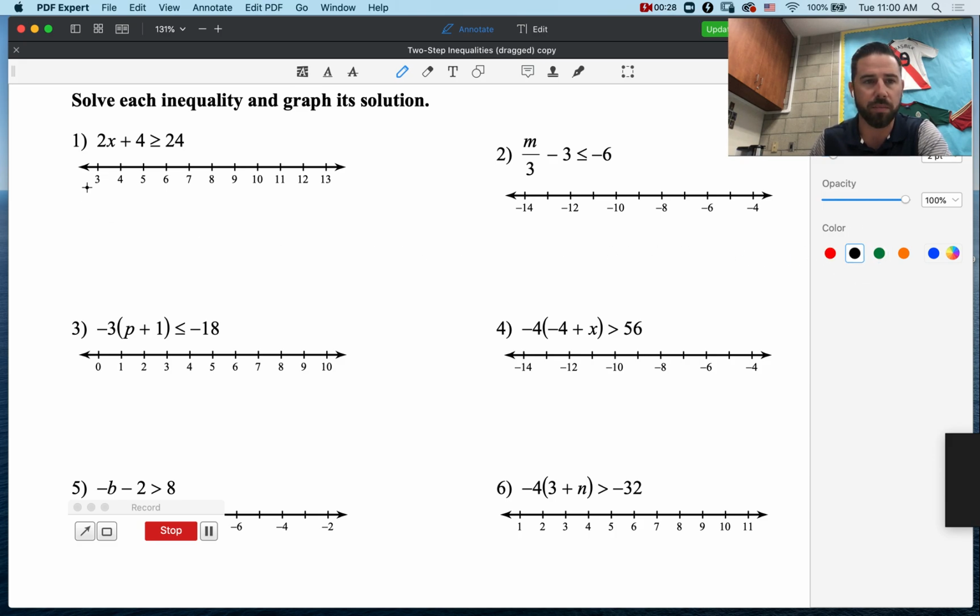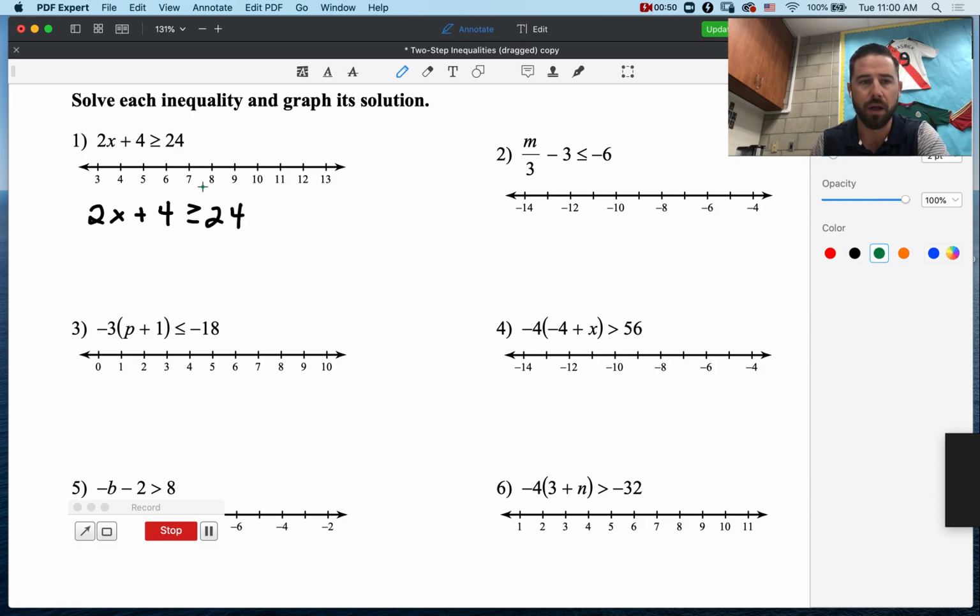We can just start to practice a little bit, and you can see there's some distributive property stuff going on here, which is going to be interesting. But you kids can handle this. This is totally doable. Okay, so watch this. I'm going to say 2x plus 4 is greater than or equal to 24.